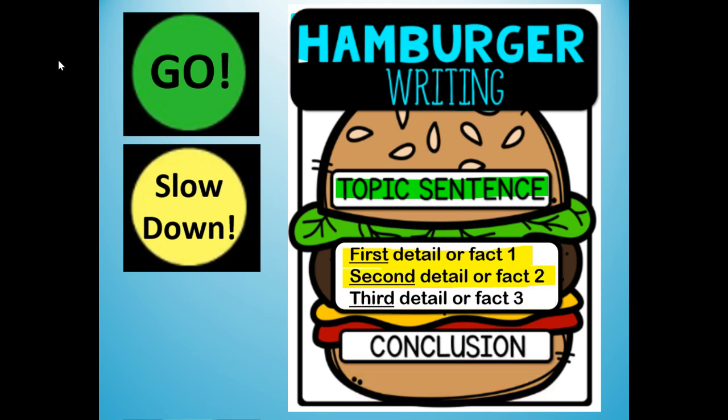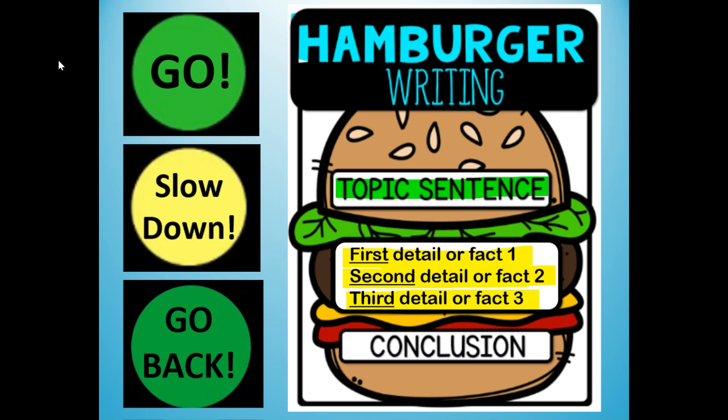Then you're going to slow down again and write your second detail or fact two sentence, and slow down a third time and write your third detail or fact three sentence. Then we're going to go back and remind the reader of our topic by writing it in a conclusion. And I'm going to give you your topic sentence and your conclusion sentence. So all you have to focus on are writing 3 yellow detail sentences.